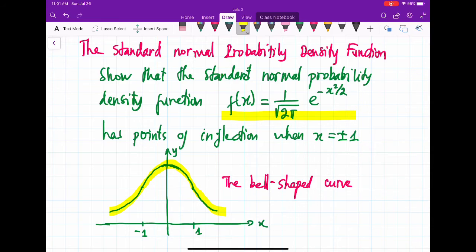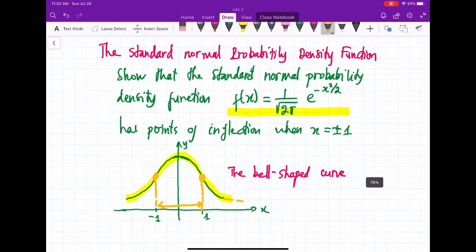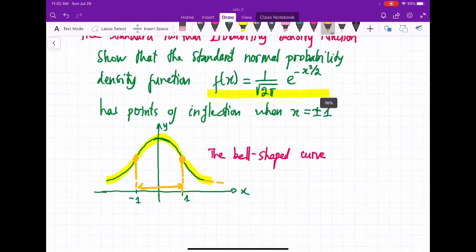Okay, and they ask us to show that this function has two inflection points when x equal to negative 1 right here and 1. Okay, and if you pay attention, actually, everything between negative 1 and 1, right, looks like it has a higher probability, right? So let's check that. Okay, so let's copy the function in here.